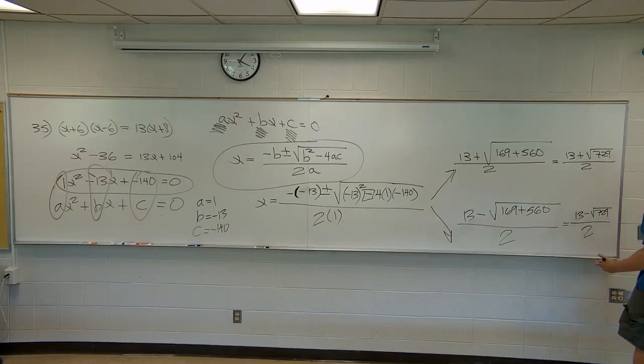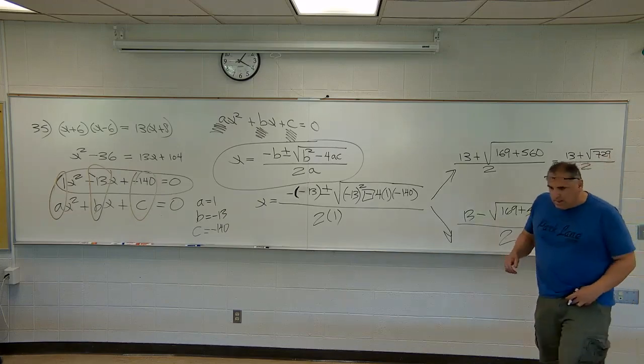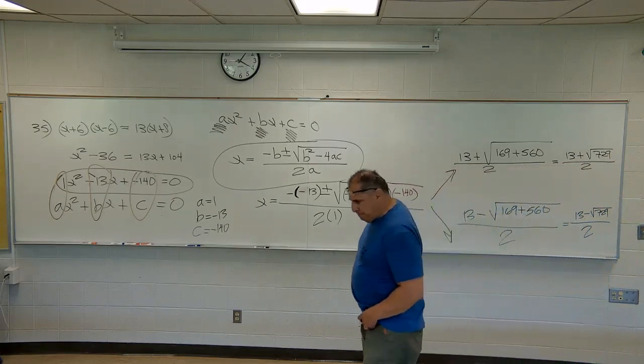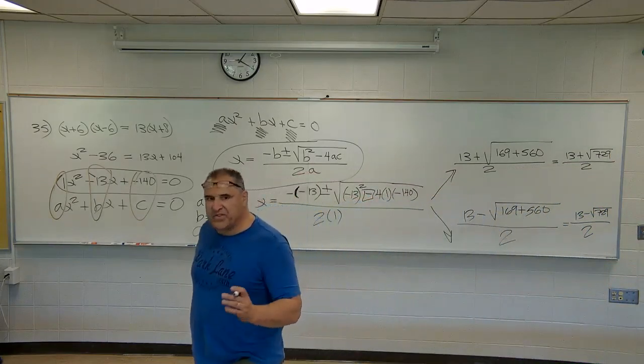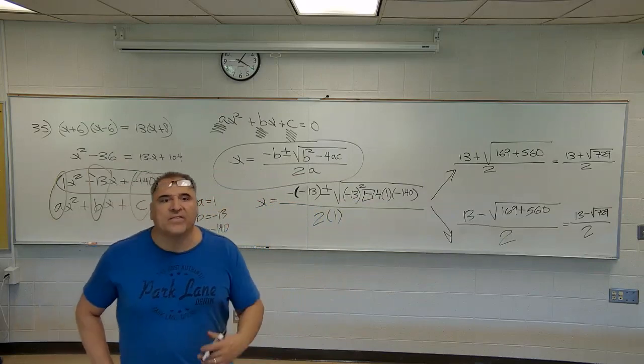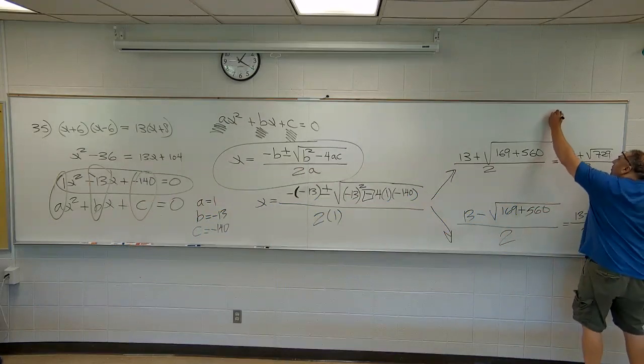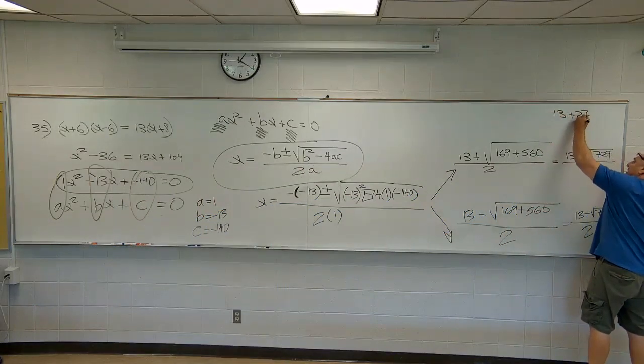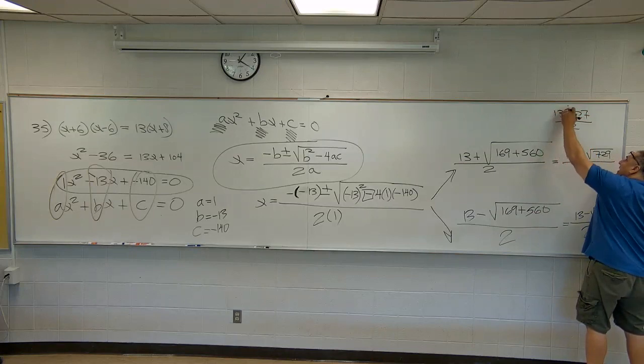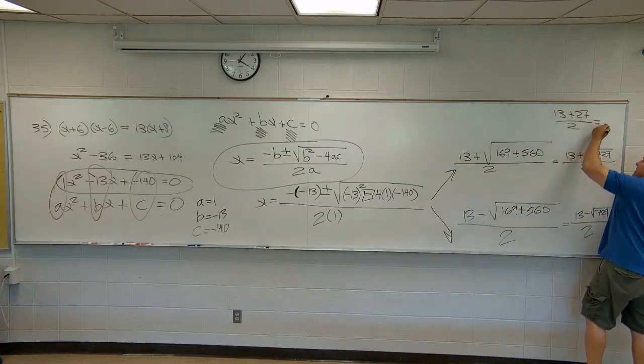Now this is not the easiest way to go. Sometimes just do a factorization. You're going to see what I'm talking about in a second when we do this. The square root of 729 is 27. So what we get here is we've got 13 plus 27 divided by 2. 13 plus 27 is 40, divided by 2 is 20. Okay, there's an answer for you.